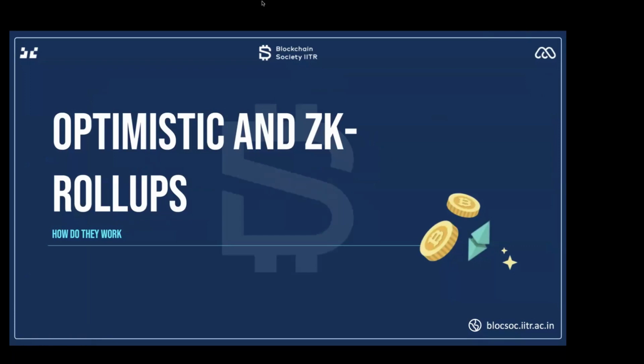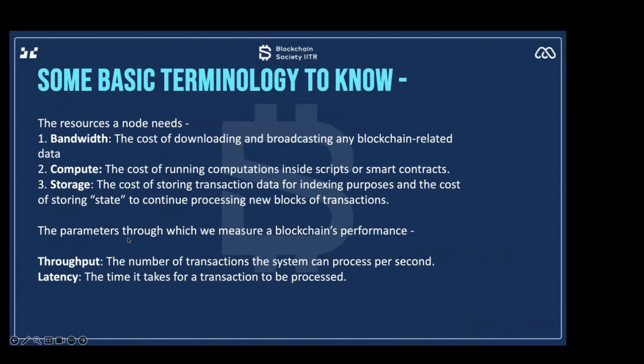So, hello everyone. Today we are going to discuss optimistic and ZK rollups. In the last lecture, I think Samrin discussed what layer twos are and why they are useful. So today we'll be discussing the two major types, the optimistic and ZK rollups, and how they work. Firstly, we will have to focus on some basic terminologies that are a must. Whenever we are studying roll-up technologies, we need to know these terms.